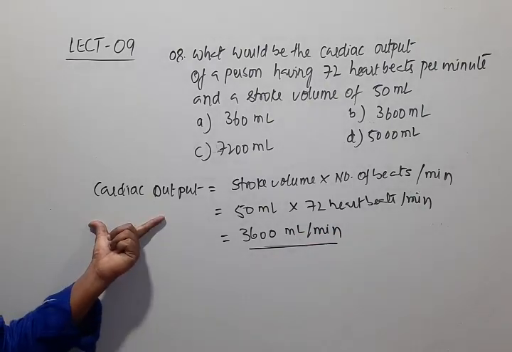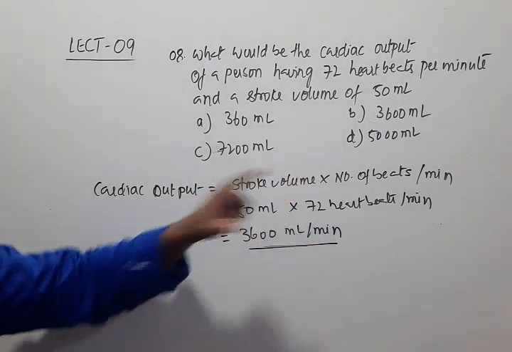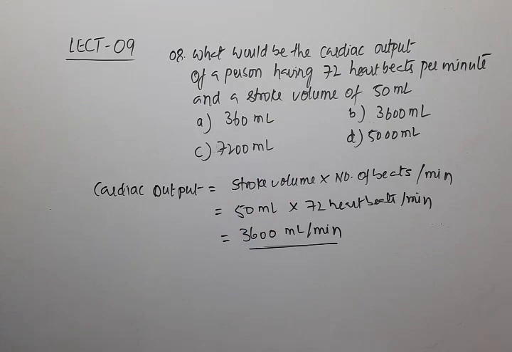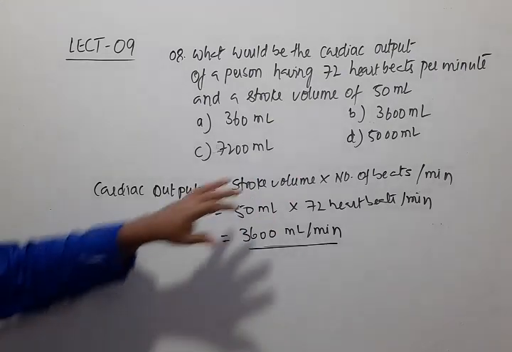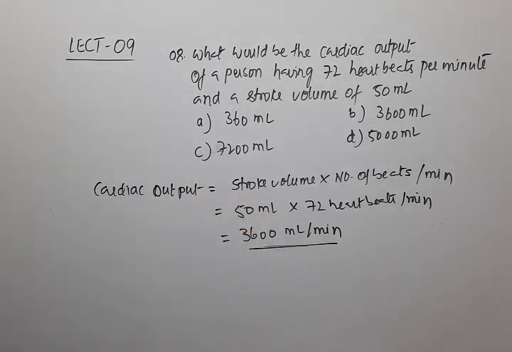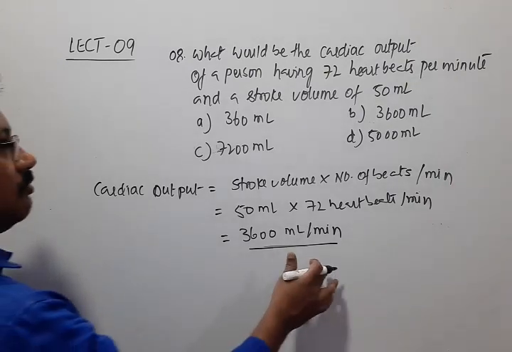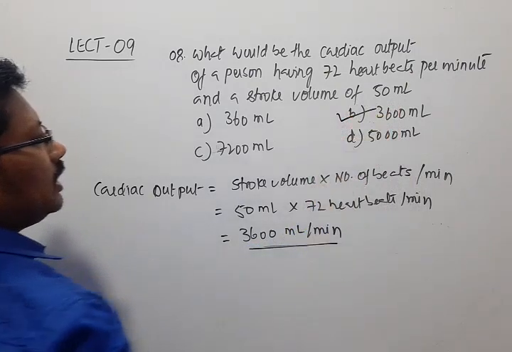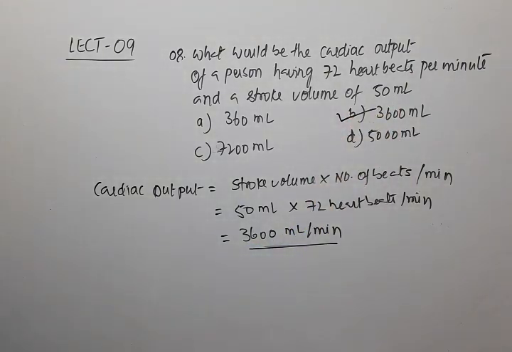So cardiac output is equal to stroke volume into number of beats per minute. Hence multiplying the stroke volume by the number of beats, you get the answer, that is 3600 ml per minute. So the answer is 3600 ml per minute.